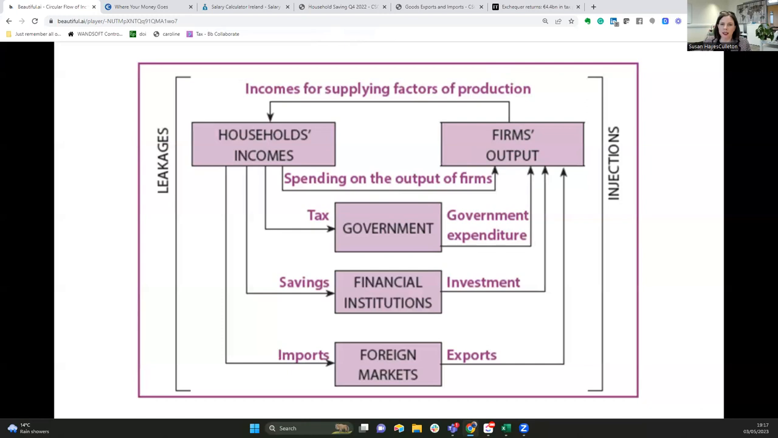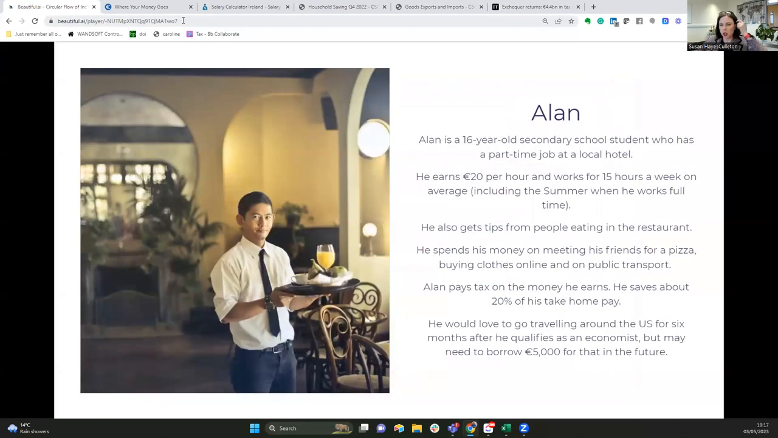Okay, now let's move on to the next one, which is government. So what is it that Alan's doing in order to receive money from the government? Now, I embedded the clue into the story, because it's not that Alan gets the money for this, but Alan definitely gets the benefit. And that clue is right here. He is a 16-year-old secondary school student. If he is a secondary school student, well, then, of course, the government is providing the wages for his teachers. And as a result, that is a way in which Alan definitely benefits from that.